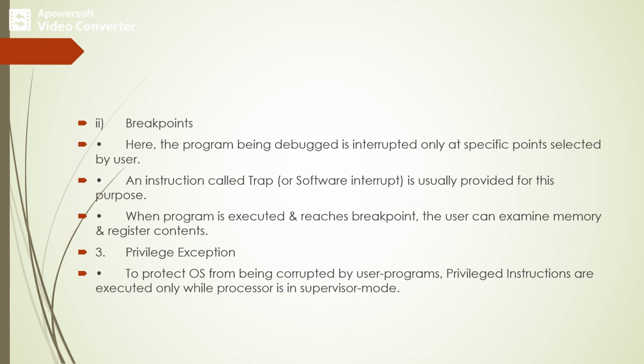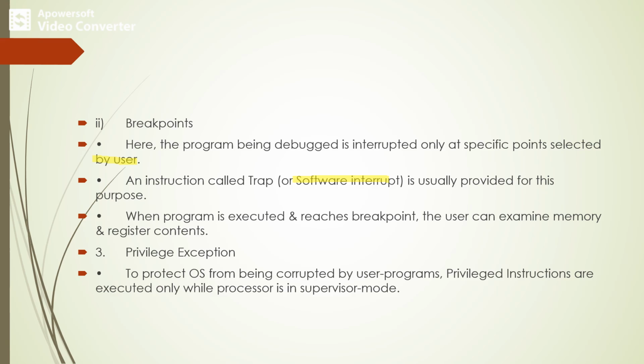The second one is breakpoint. The breakpoint provides a facility to interrupt the program at specific points selected by the user. The user specifies the point at which the program can be suspended. An instruction called trap or software interrupt is provided for this purpose. The execution of this instruction causes the same action as a hardware interrupt.